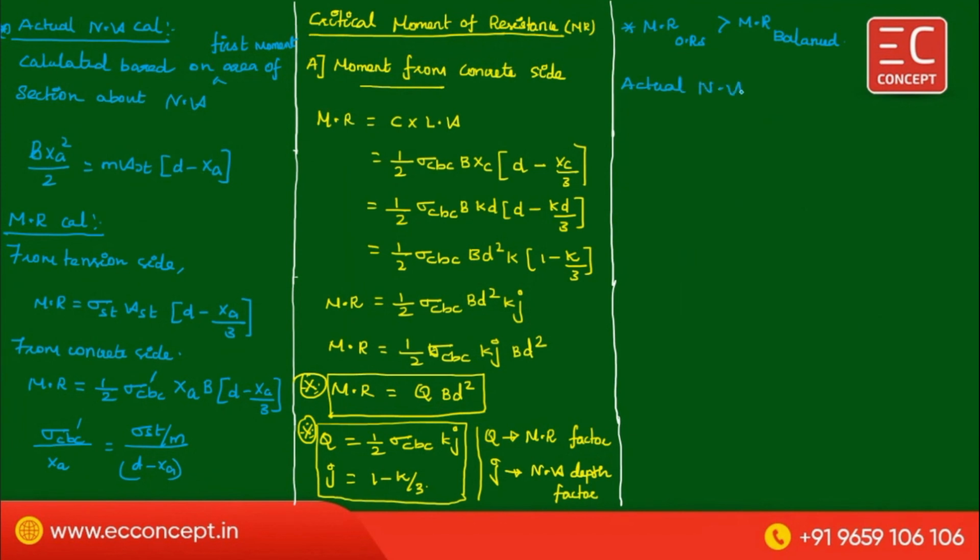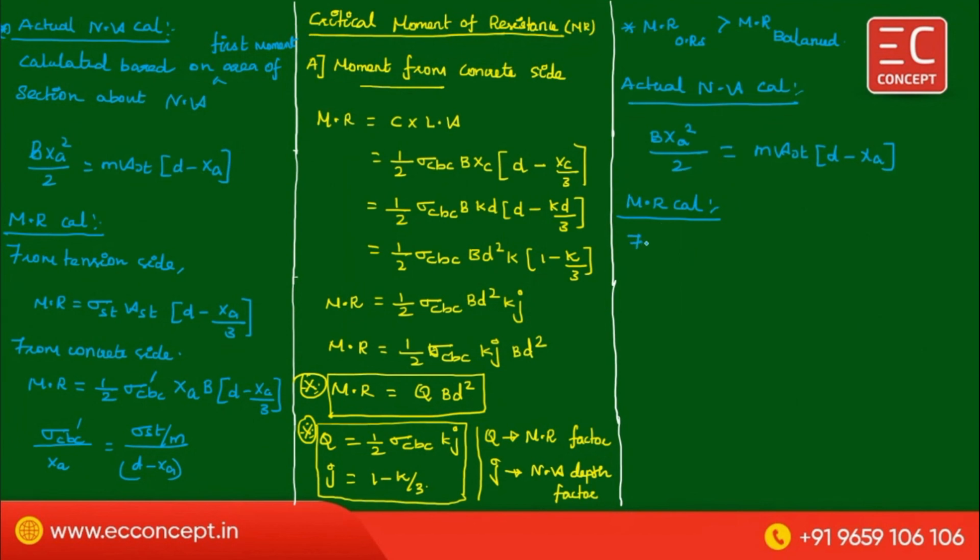Then actual neutral axis calculation. The actual neutral axis is only calculated for under and over reinforced sections. What is the actual neutral axis calculation? The same formula: B into XA square divided by 2. Take a moment about the neutral axis from the compression zone. From the tension zone, take moment about the neutral axis, D minus XA. This is the actual neutral axis calculation.